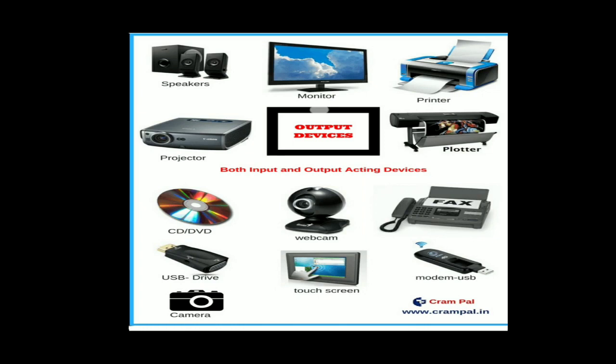Now we will see a little bit more about memory. In the case of memory, there are two types. One is primary memory and the second is secondary memory. In the case of primary memory, there are two types of memories. One is RAM and the second is ROM. RAM means random access memory. ROM means read only memory.